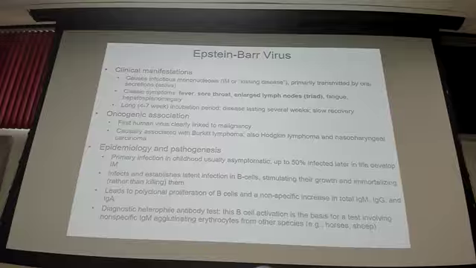So when this establishes latency in B cells, just based on the biology of B cells, they tend to be good at proliferating, as we've talked about in the past. So you get infections, those infections become latent, and a small percentage of people can get Burkitt lymphoma, Hodgkin lymphoma, and nasopharyngeal carcinomas down the road.